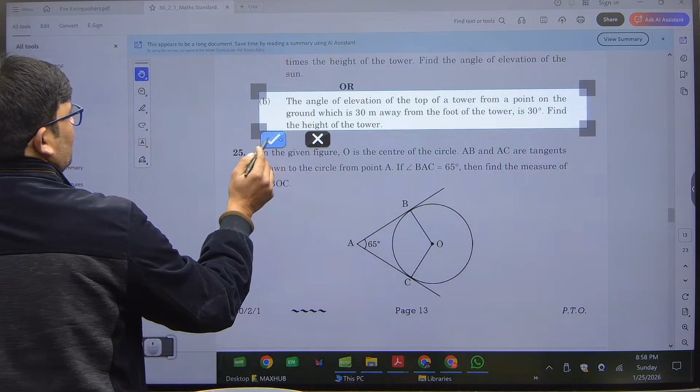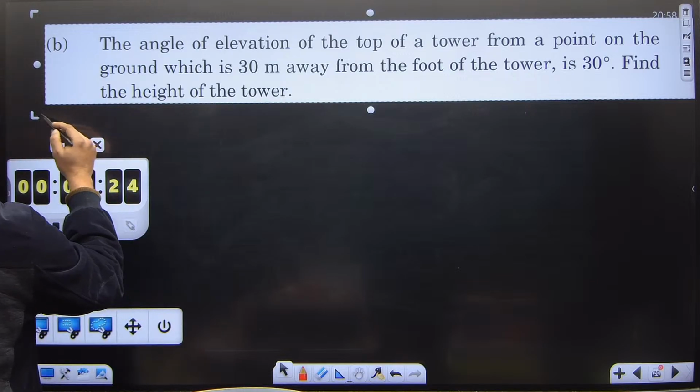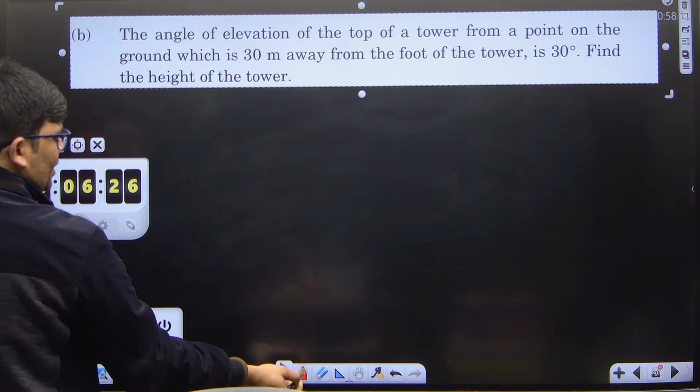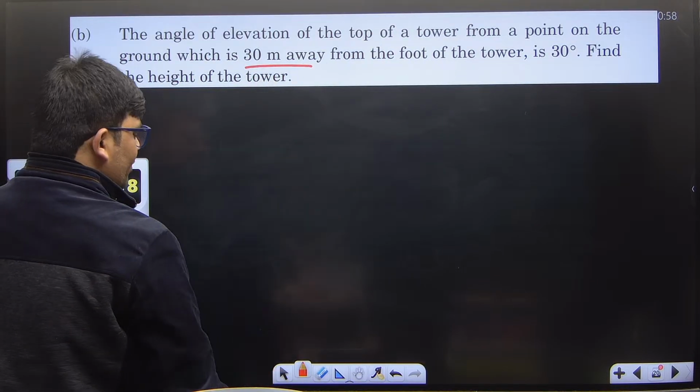Next question. The angle of elevation of a tower from a point on the ground which is 30 meters away from the foot of the tower is 30 degrees.